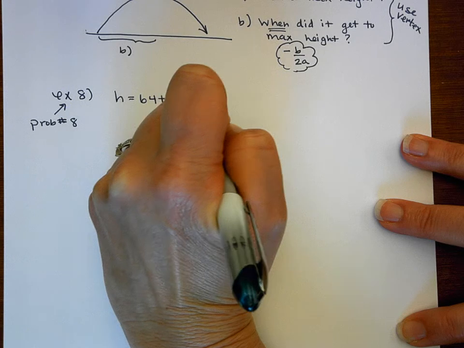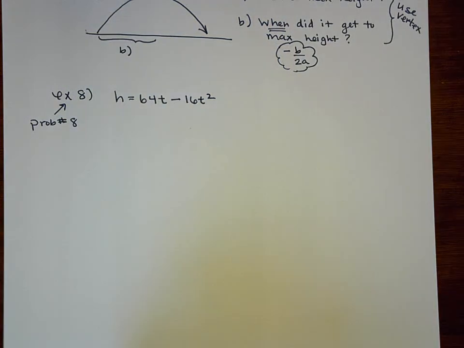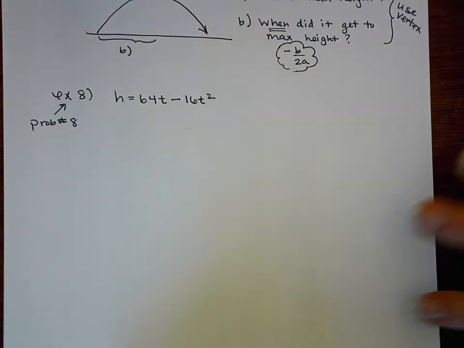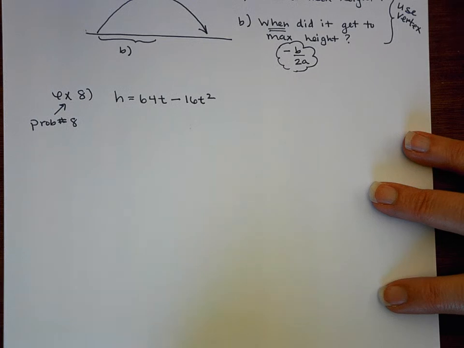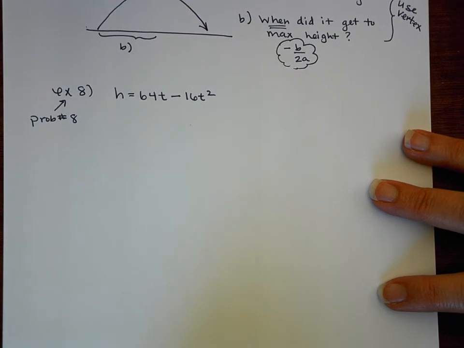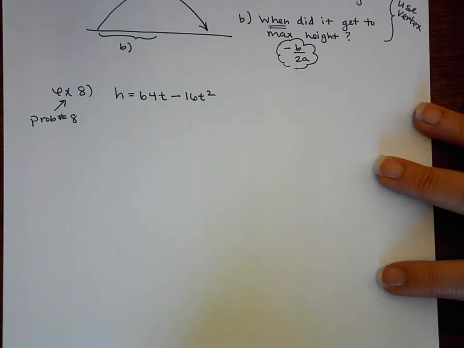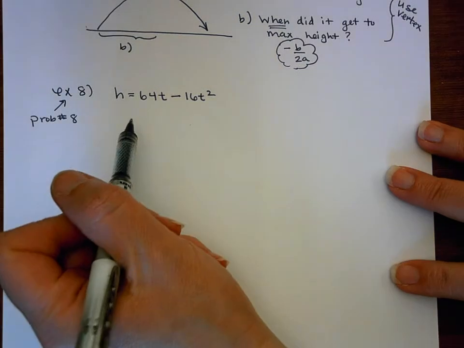And there is a typo on this. I started out talking about an arrow, and then all of a sudden I switched to balls. So it's not a ball being thrown into the air, it's an arrow being shot into the air. Okay, so this right here, this is our equation.